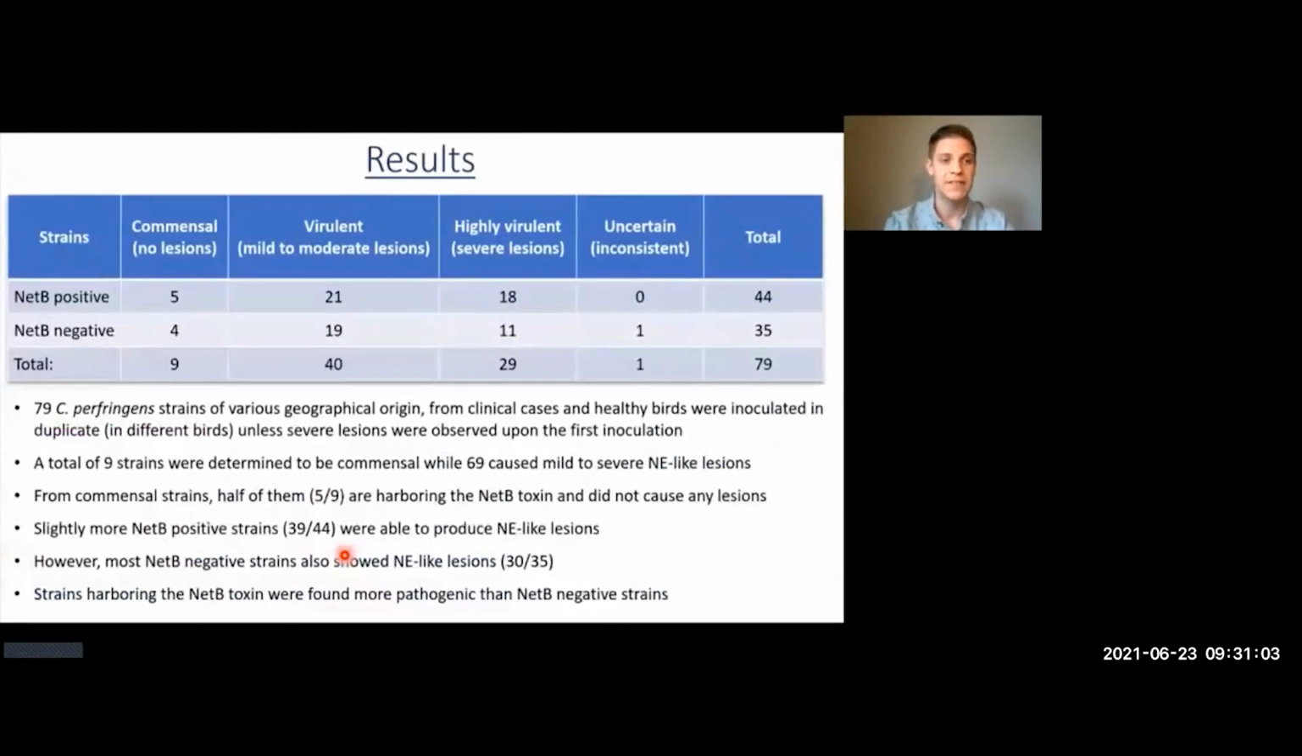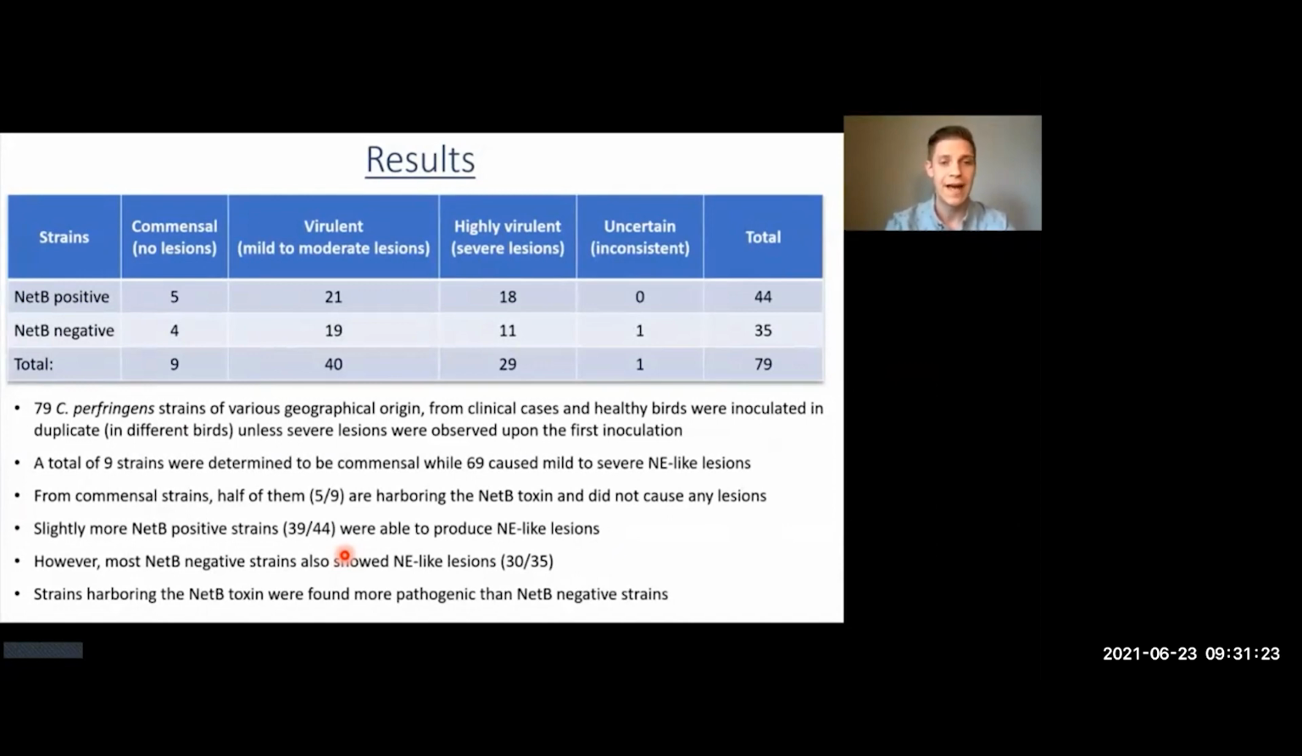So for the results, 79 C. perfringens strains of different geographical origins, from clinical cases and healthy birds, were inoculated in duplicate in our in vivo model. A total of 9 strains were determined to be commensal, while 69 caused mild to severe necrotic enteritis-like lesions.